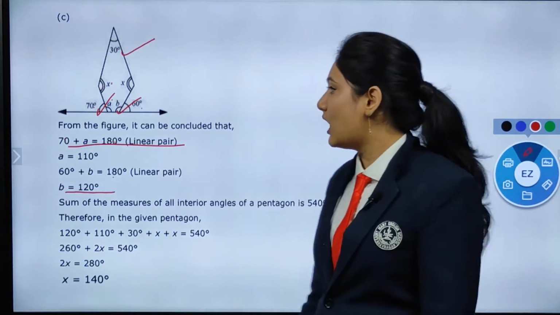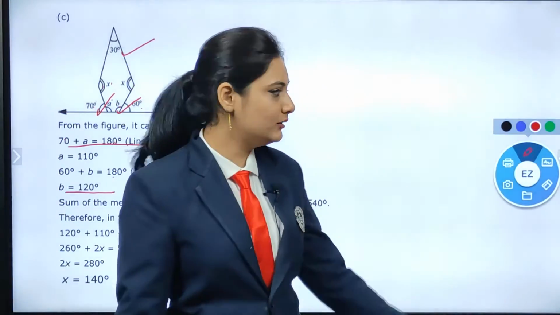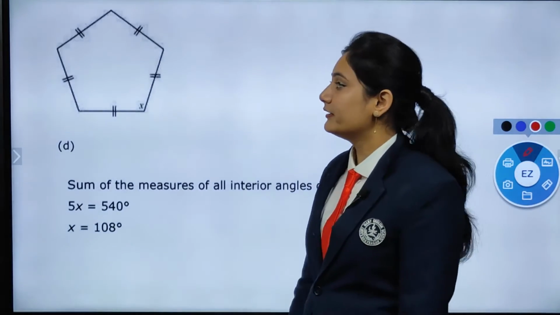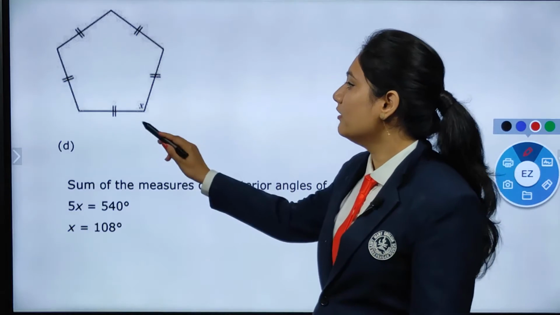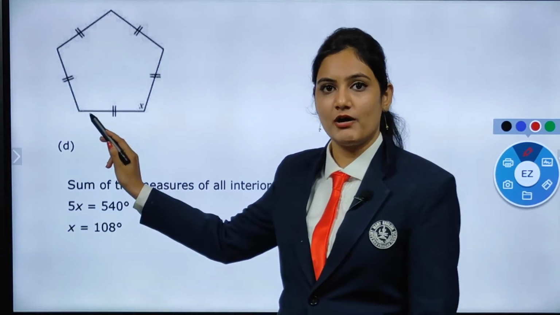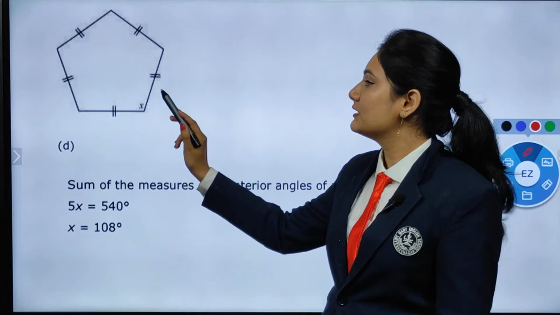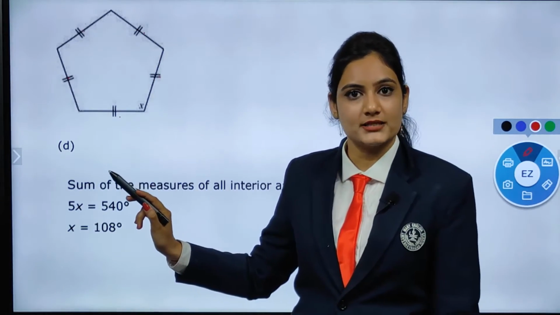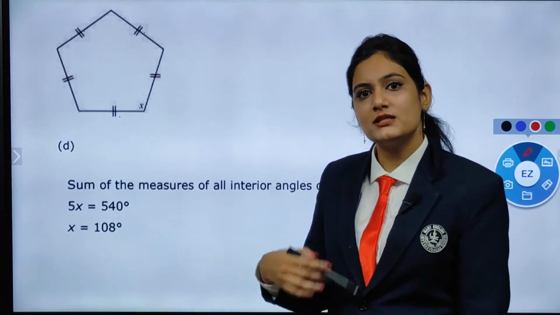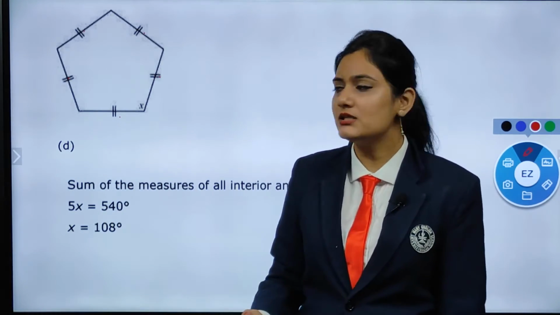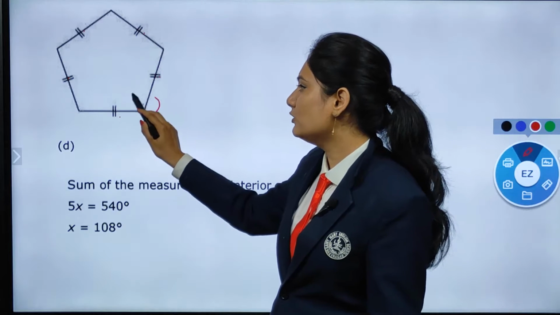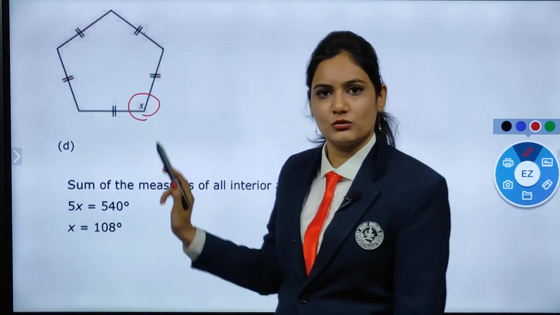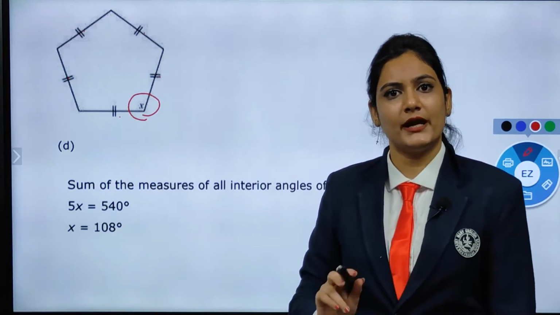Understood children? Now we will move towards our next question. The next question is, see here, it is a regular pentagon. Now why I told it is a regular pentagon? See, the two lines here represent that all the sides are equal. When all the sides are equal and all the angles are also equal, why? Because only one you have to find. This represents that if this is x, others are also x only. So it is a regular pentagon.